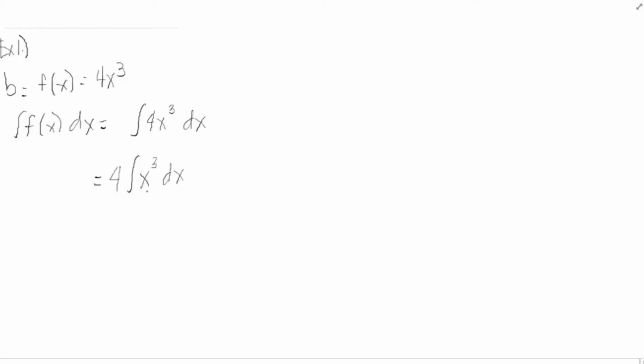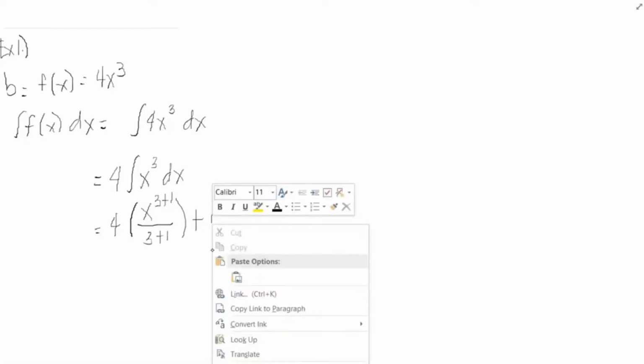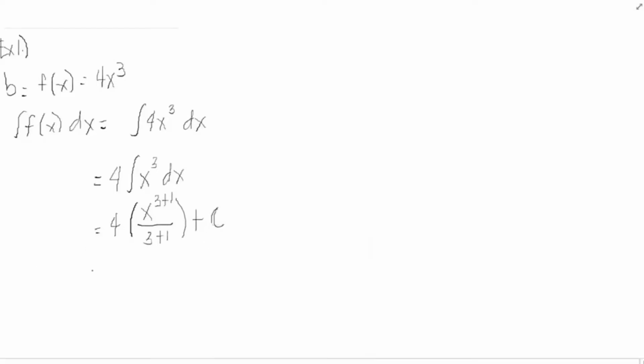And now, gawin natin ulit yung power rule. So, this is equal to 4 times x raised to n plus 1. So, that will be 3 plus 1 over n plus 1. That is 3 plus 1 and then plus c. And then, mag-simplify tayo. This will be equal to 4 times x raised to 4 over 4 plus c. So, this will cancel. Since magdi-divide naman lang sila, that will be equal to 1. And then, 1 times x raised to 4 is equal to x raised to 4.